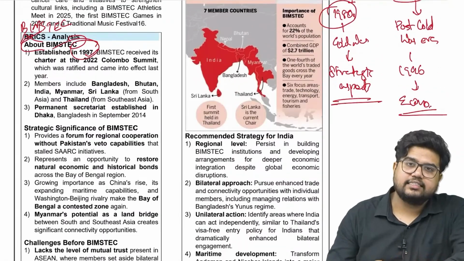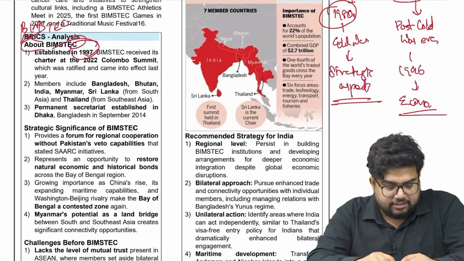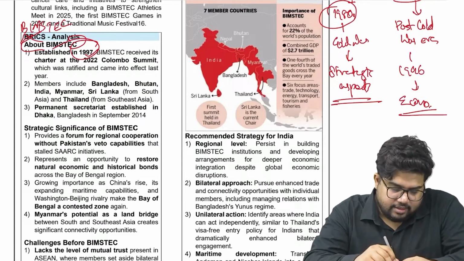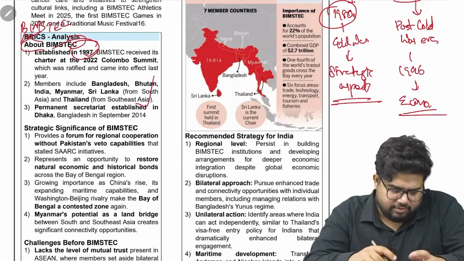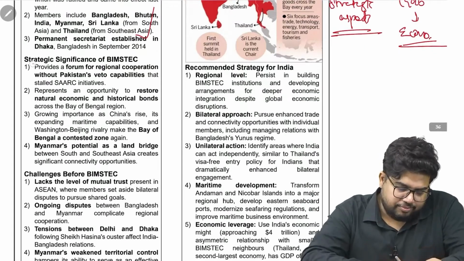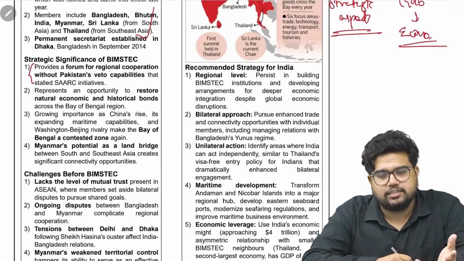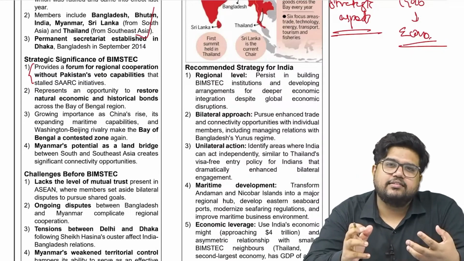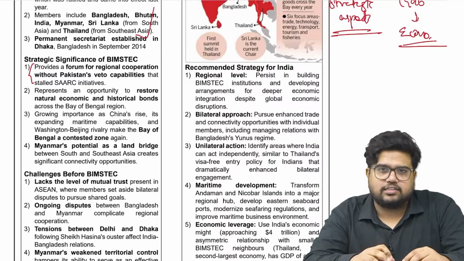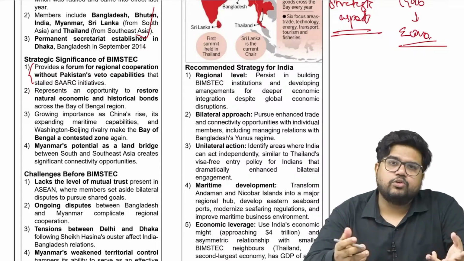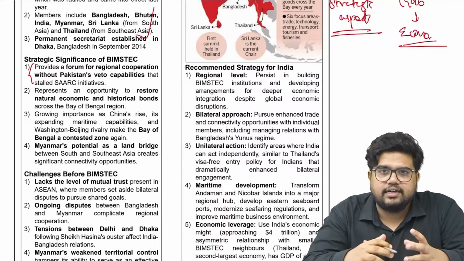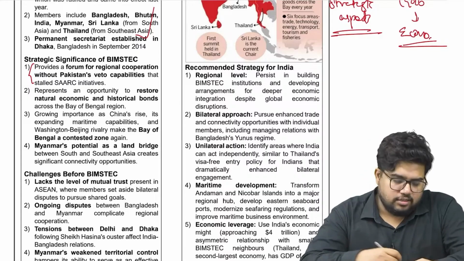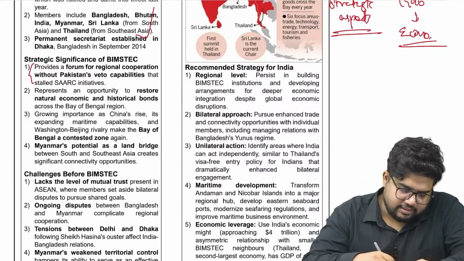Established in 1997, BIMSTEC received its charter only in 2022 after the Colombo summit. Now, what are the member countries? We have already seen this. Strategic importance of BIMSTEC: not having Pakistan is the biggest advantage. Why is SAARC not functioning? Because the infighting, the conflict between India and Pakistan, takes center stage at SAARC summits. So you can look beyond India-Pakistan conflicts and look for more economic cooperation between the rest of the countries. This is what exactly BIMSTEC is offering.